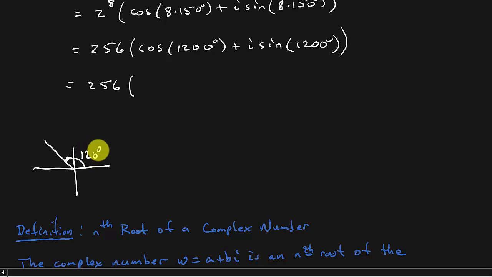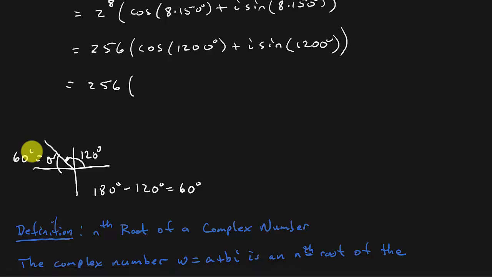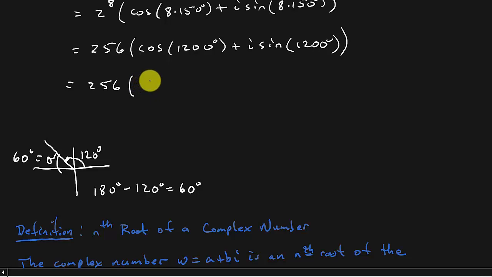Now, to evaluate this, I need to know what the reference angle is. So 180 minus 120 is 60 degrees. That's my reference angle, 60 degrees. So we've got the cosine of 60 degrees, which is what? 1/2, right? What quadrant am I in? Second. Cosine is negative in the second quadrant. So the cosine of 1200 is negative 1/2.